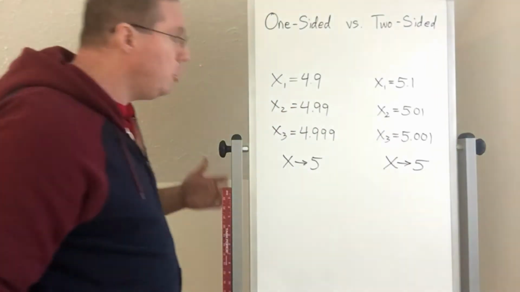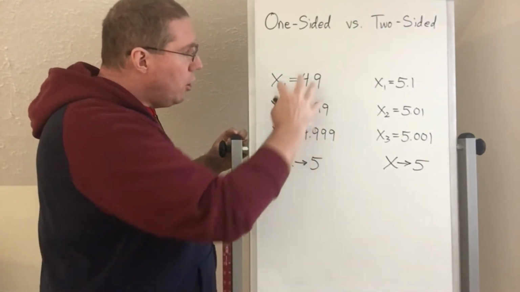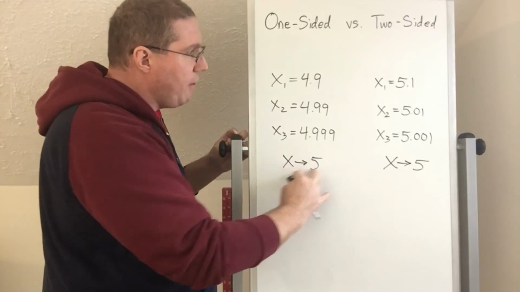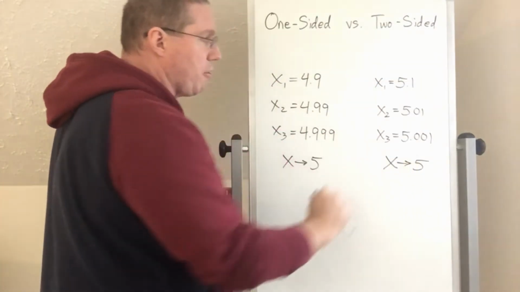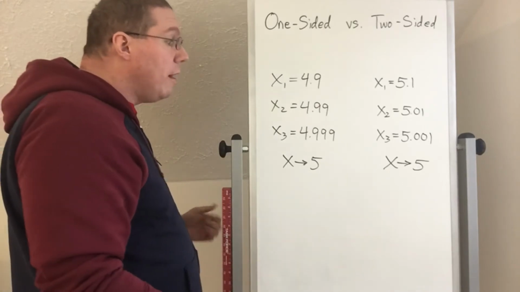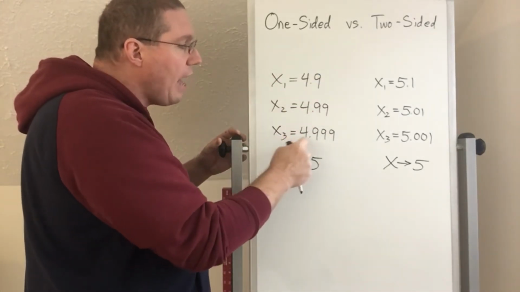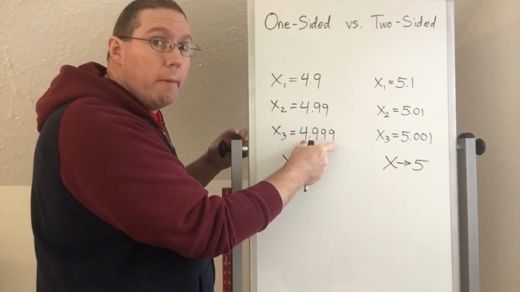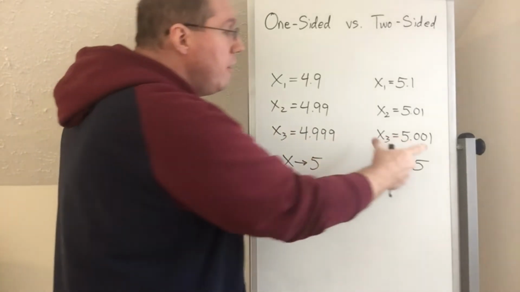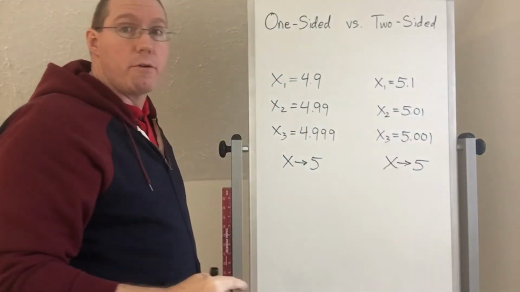Well, you may say, well, hey, Mr. Ryan, you have two of the same situation here. Here, you have x approaching 5, and here you also have x approaching 5, but they're very different circumstances. That's because on this one, x is approaching 5 from the smaller number side, and on this one, x is approaching 5 from the larger number side.